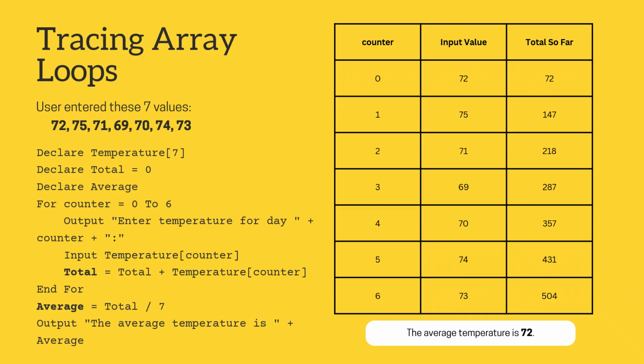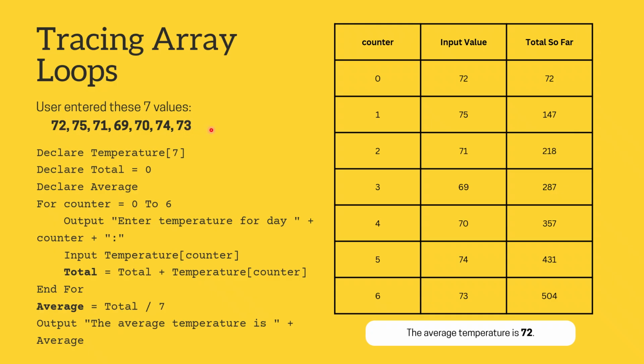Okay, now before we go on, I want to help you trace the logic. We're going to trace the logic together because for a lot of beginners, this part is often kind of confusing. Suppose, for instance, we had the pseudocode that we just previously walked through, and the user entered the 7 values as 72, 75, 71, 69, 70, 74. Is that 7? Yeah. And then 73. So these are the values.